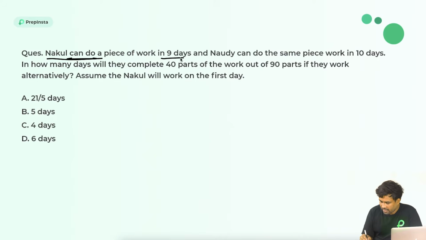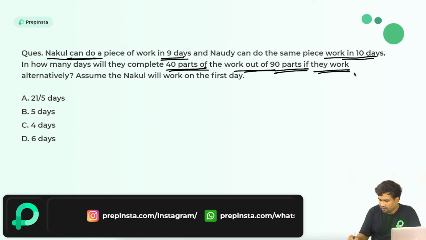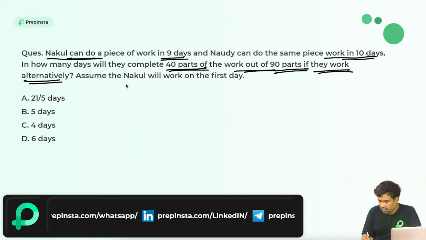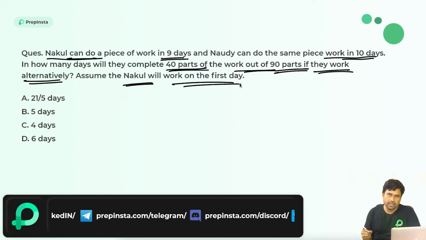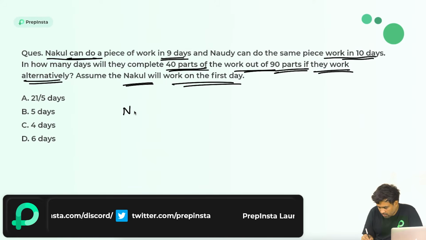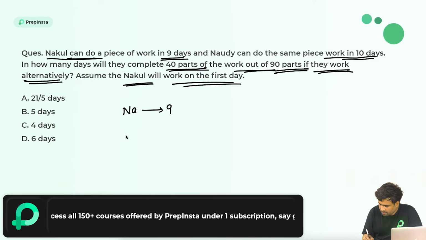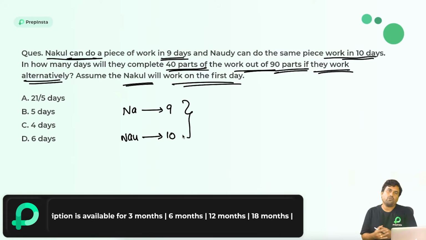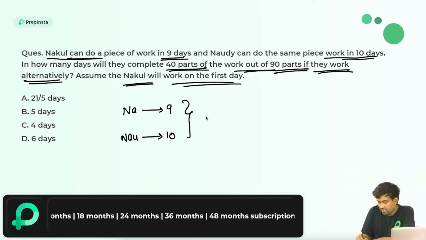Nakul can do a piece of work in 9 days and Naiti can do the same piece of work in 10 days. In how many days will they complete 40 parts of the work out of 90 parts, if they work alternately, assuming that Nakul will work on the first day? So just look at here guys. Here Nakul is doing the work in 9 days and the second one Naiti is doing it in 10 days. So what is the LCM of the total number of days? So 9 and 10 LCM is 90, right?